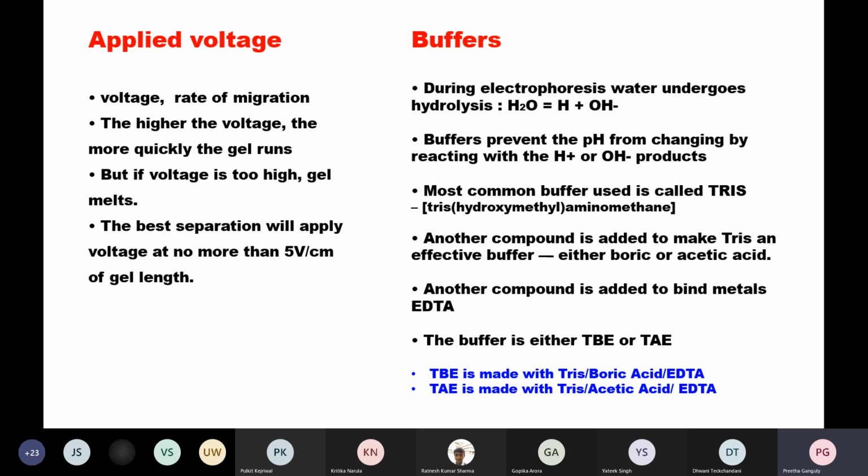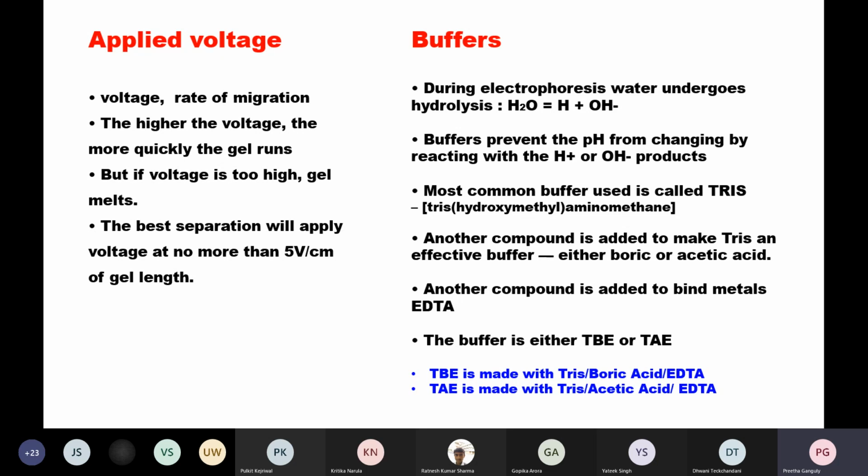That is Tris hydroxymethyl aminomethane. Another compound is added to the Tris. They can be either boric or acetic acid, and lastly we add a binding metal, that is EDTA. So we have now talked about two types of buffer. One is TAE buffer and another is TBE buffer.